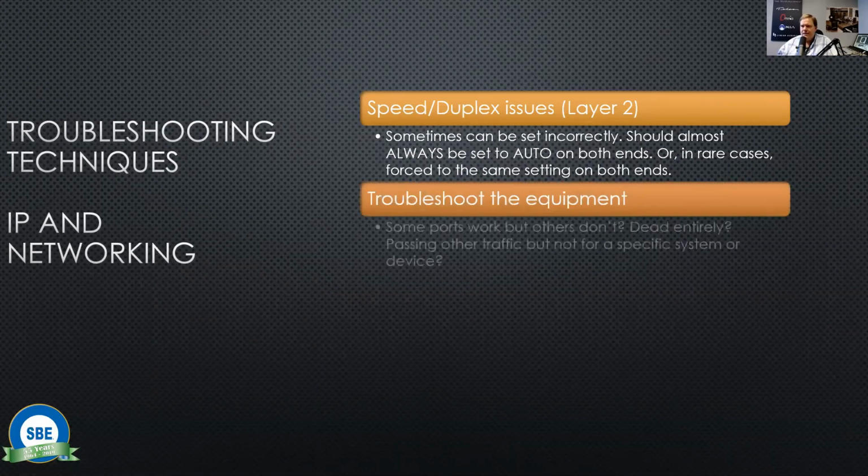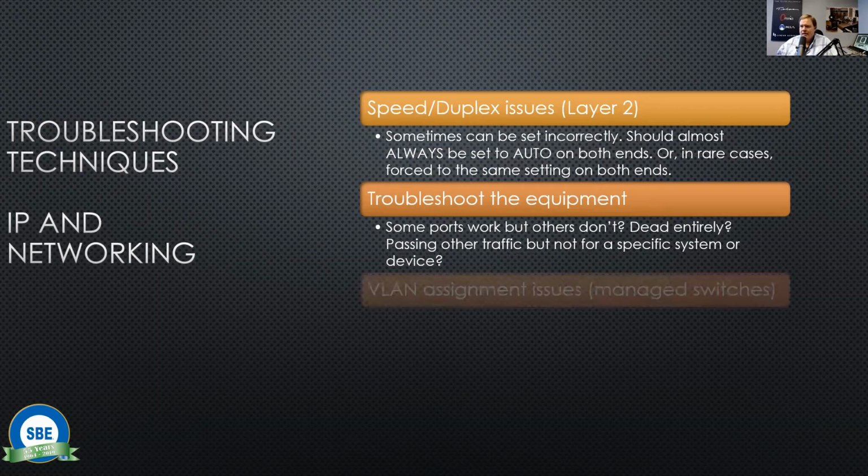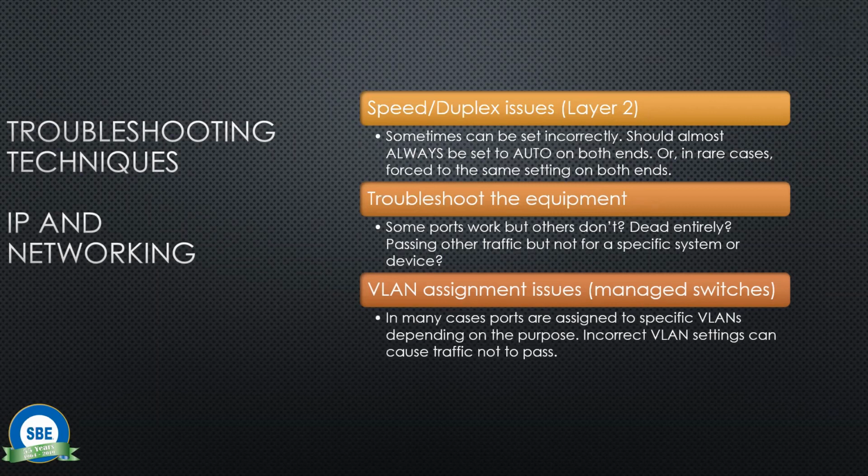So troubleshoot the equipment next. Do some ports work and others don't? Is it dead entirely? Is it passing some traffic but not all for specific systems and devices? If you've got a managed switch, check for VLAN assignment issues. This is a pretty common one, actually, if you do have a common set of network infrastructure for various things. Maybe the port's not assigned to the right VLAN. So if ports are assigned to specific VLANs according to their purpose, if you try to use a different VLAN and wonder, oh, why can't I get to that system? Oh, okay, it's on a different VLAN.